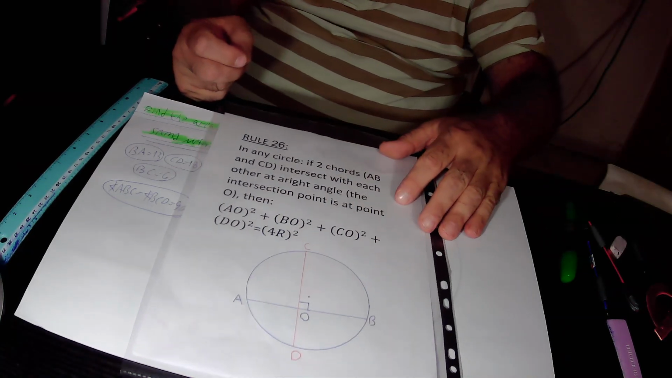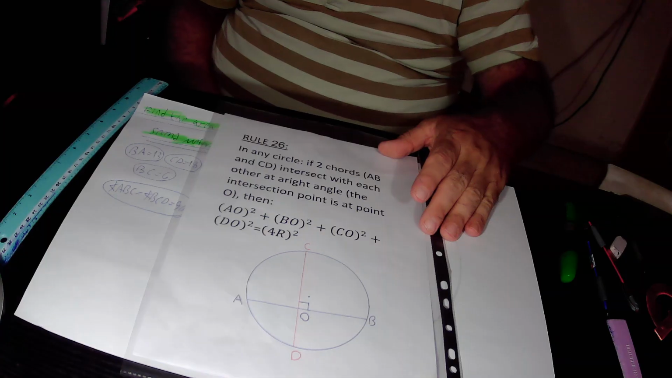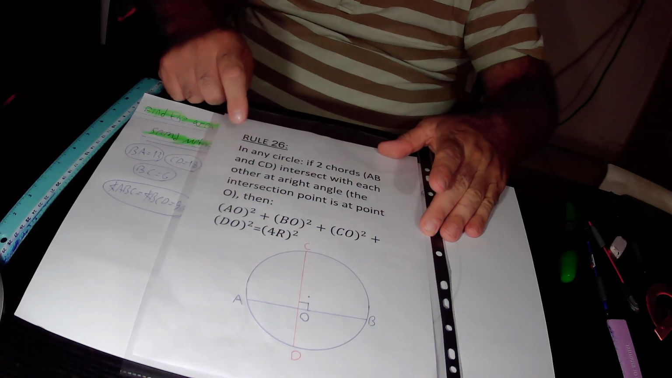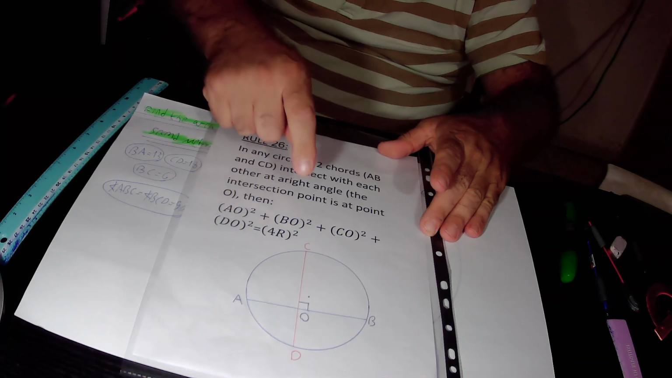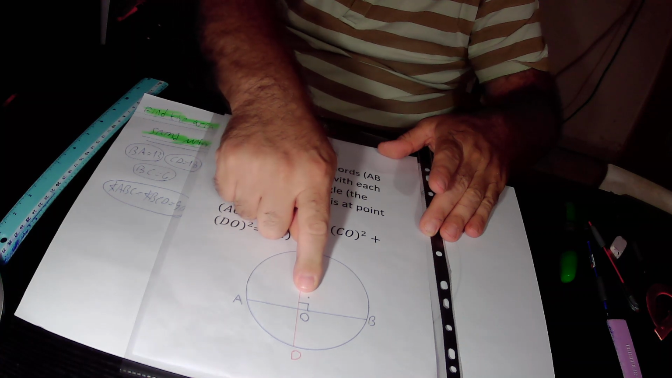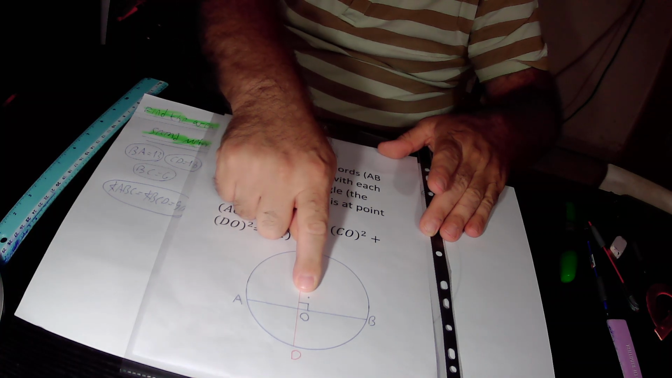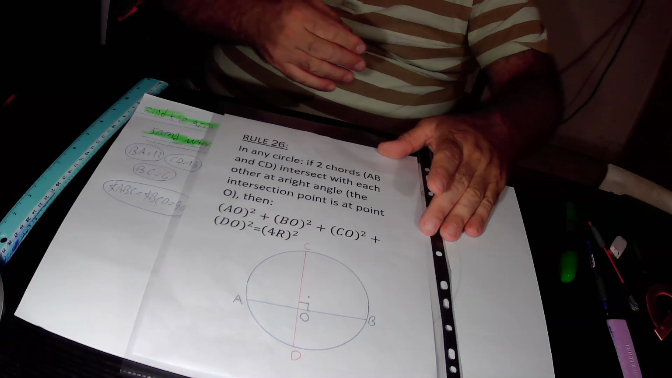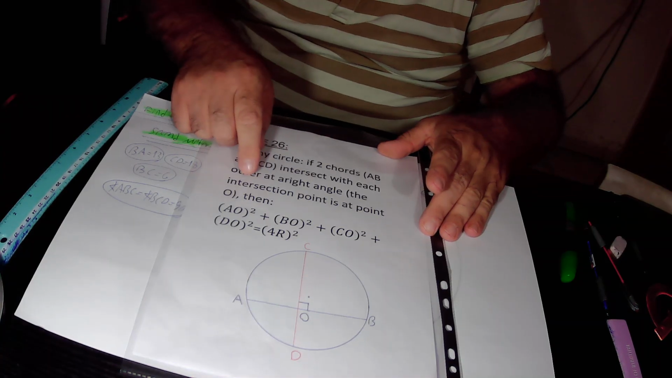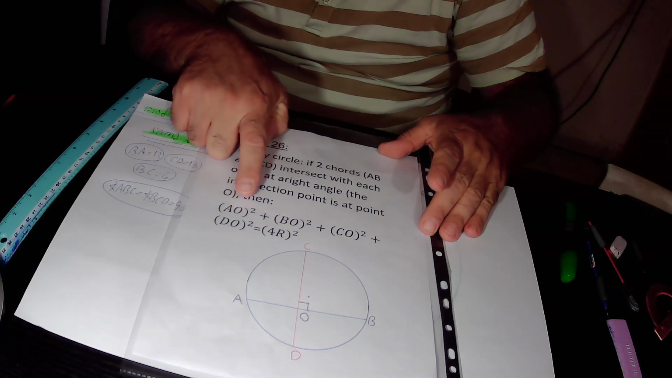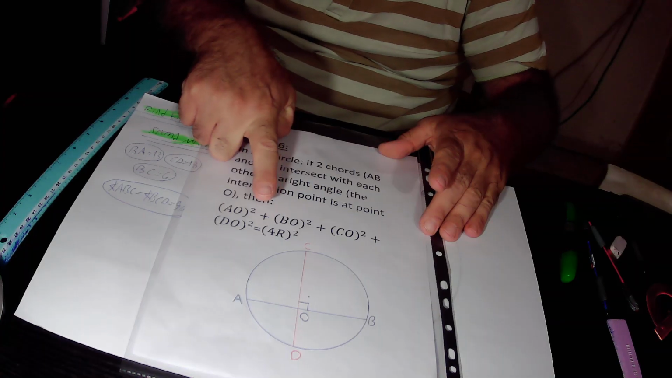Rule 26 is true in any circle. So in any circle with two chords, AB and CD, that intersect with each other at a right angle, they create between them 90 degrees at their intersection point, which is point O. In this case the following equation is true: AO squared plus BO squared plus CO squared plus DO squared equals 4R squared, and R is the radius of the circle.